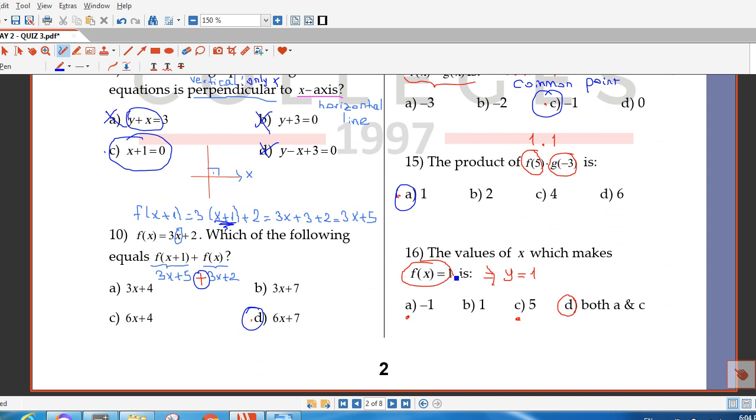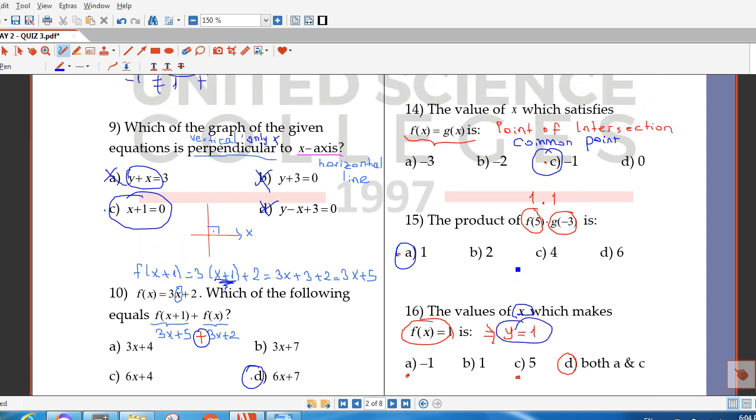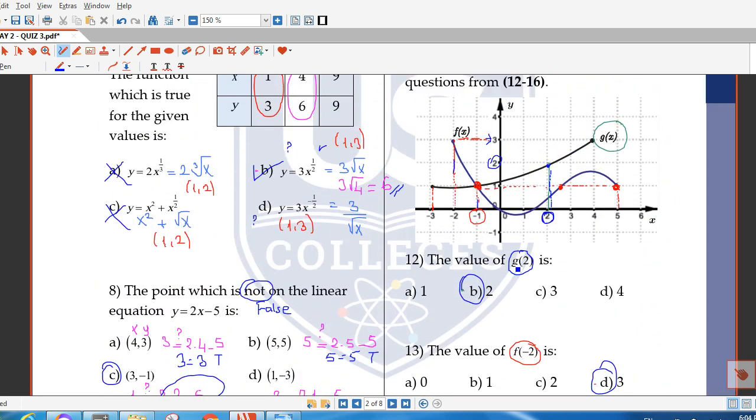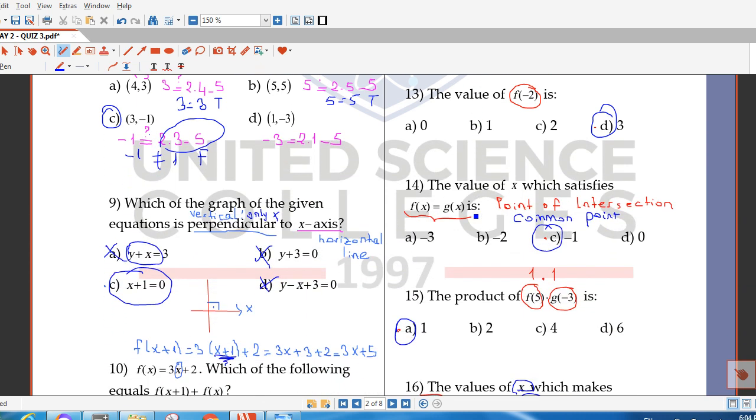Question 16, f of x is equal to 1 for which value of x? So f of x is equal to 1 means y is equal to 1. If we look at the graph again, for which value of x is f of x equal to 1? Find 1 on y, go through f, and go through x, which is equal to negative 1.